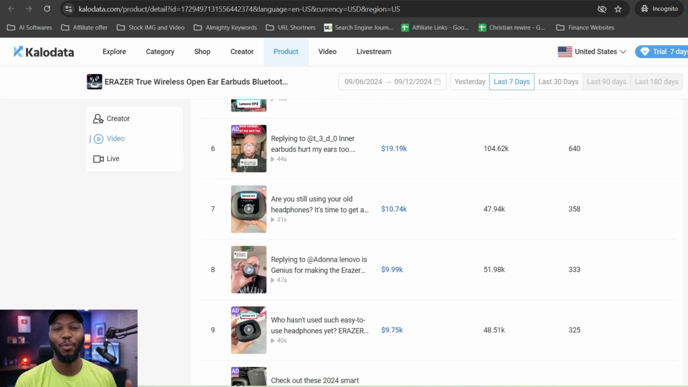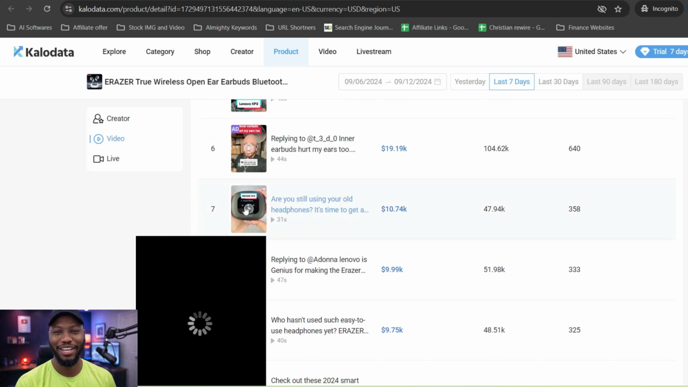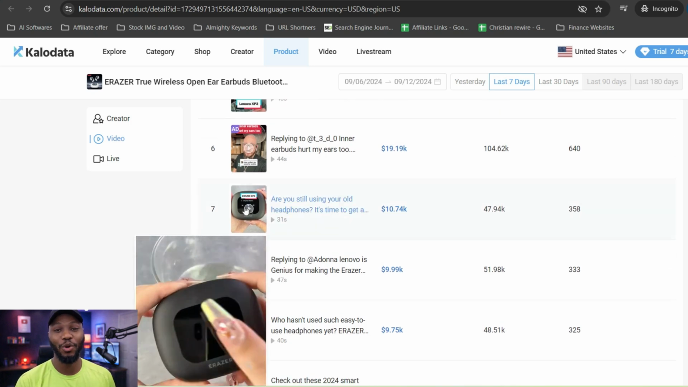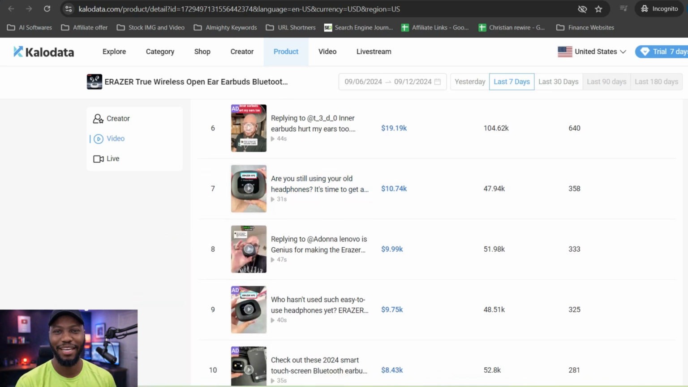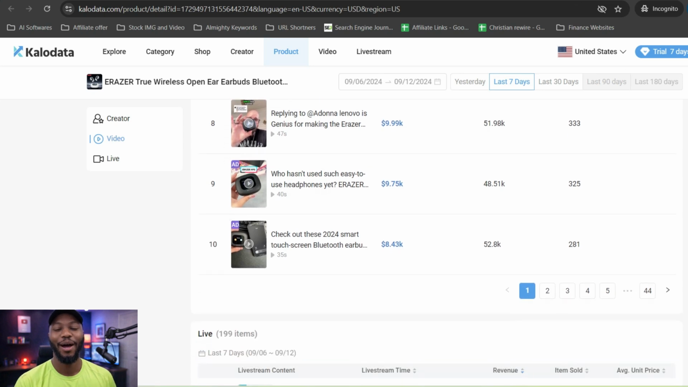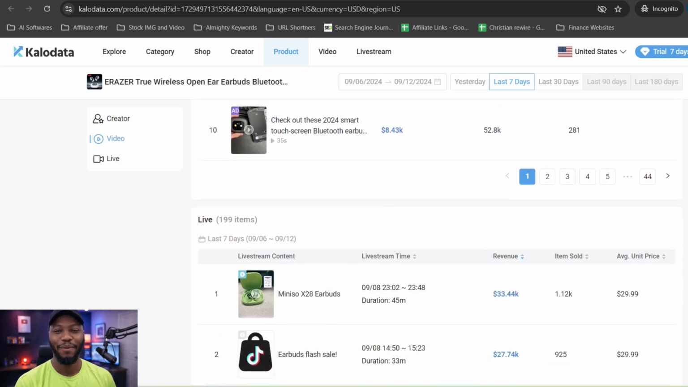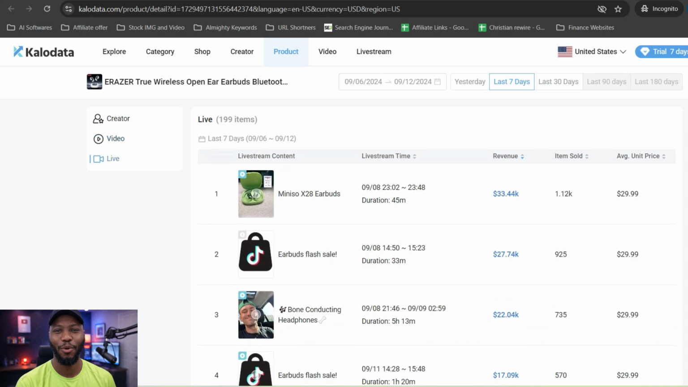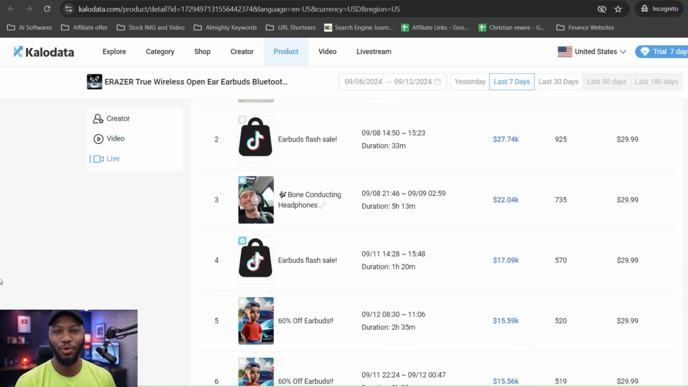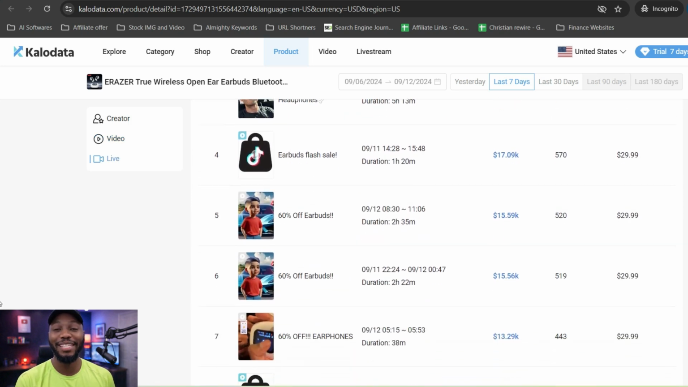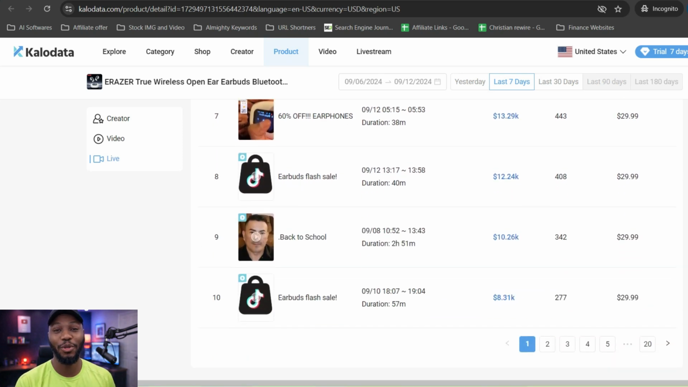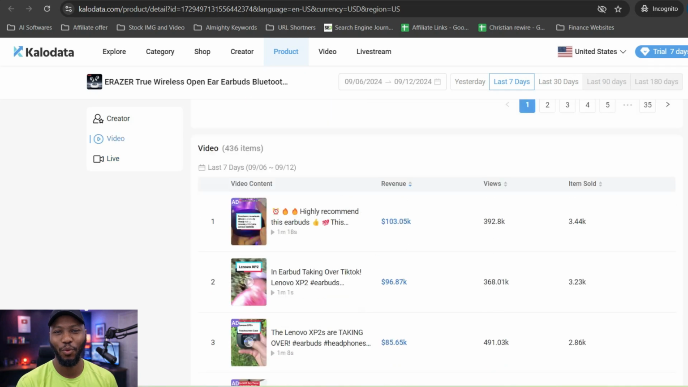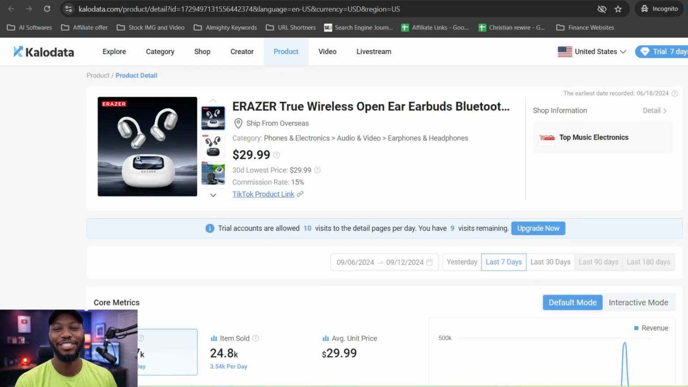A saturated product is basically a product that has already been heavily exploited by sellers. When a product becomes popular, thousands of dropshippers rush into the market hoping to cash in on the trend. At that point, ad costs go up, profit margins shrink, and it becomes extremely difficult for new sellers to compete. And this is exactly where most beginners get stuck. They see a product trending on social media, assume it's a winning product, and immediately start selling it. But what they don't realize is that they are entering the market way too late.